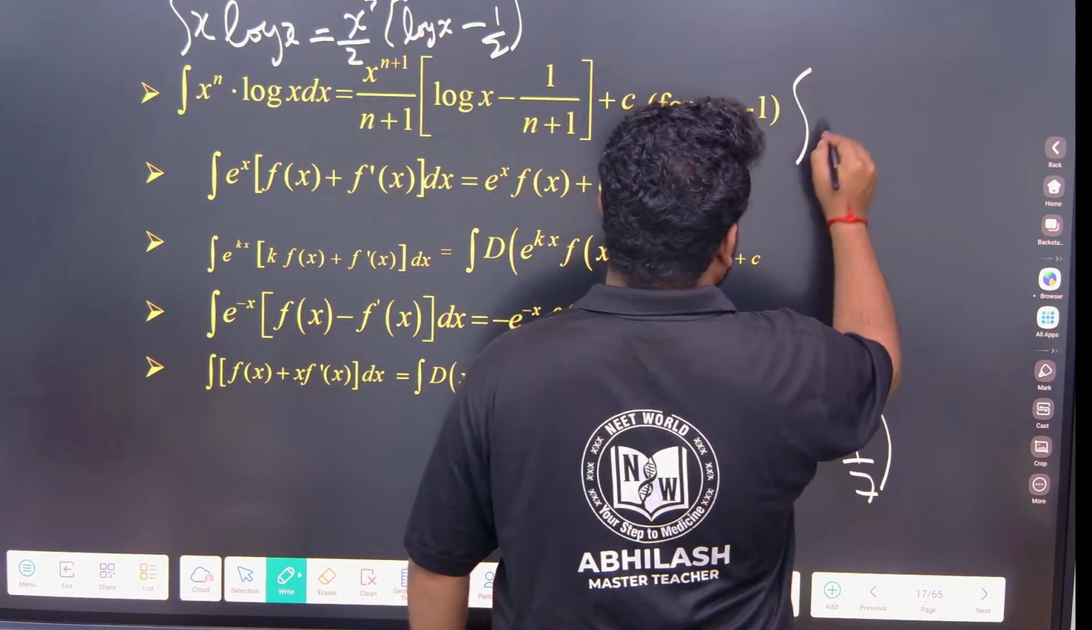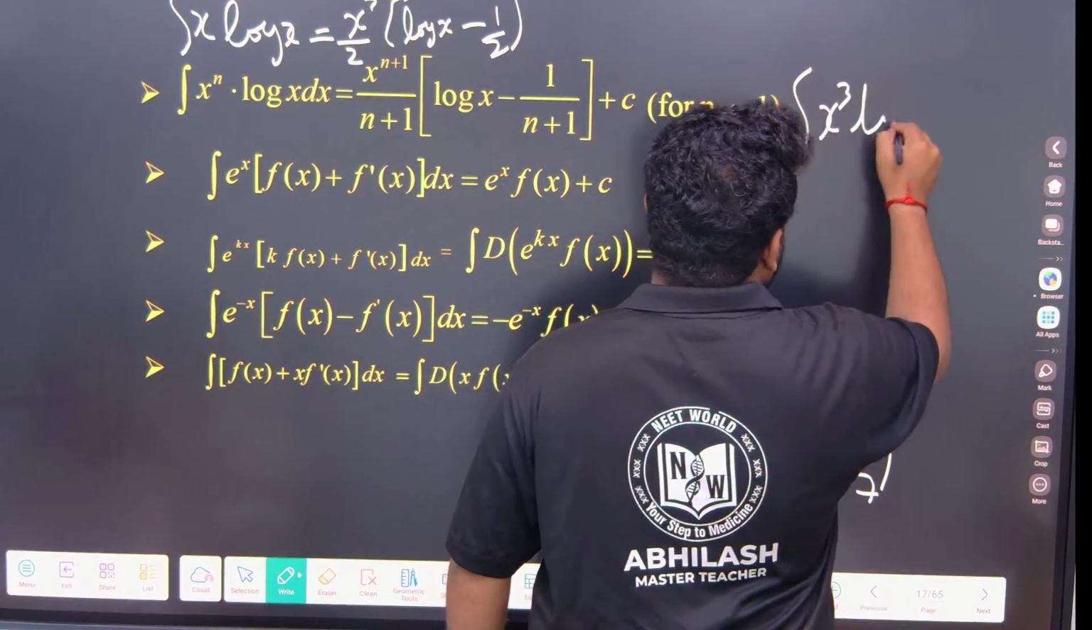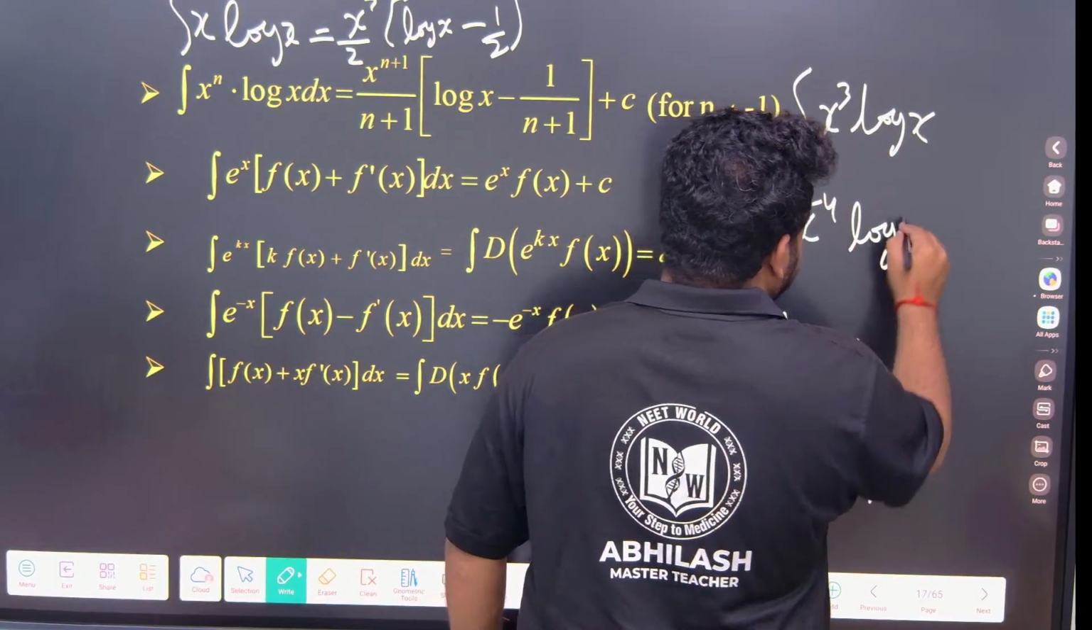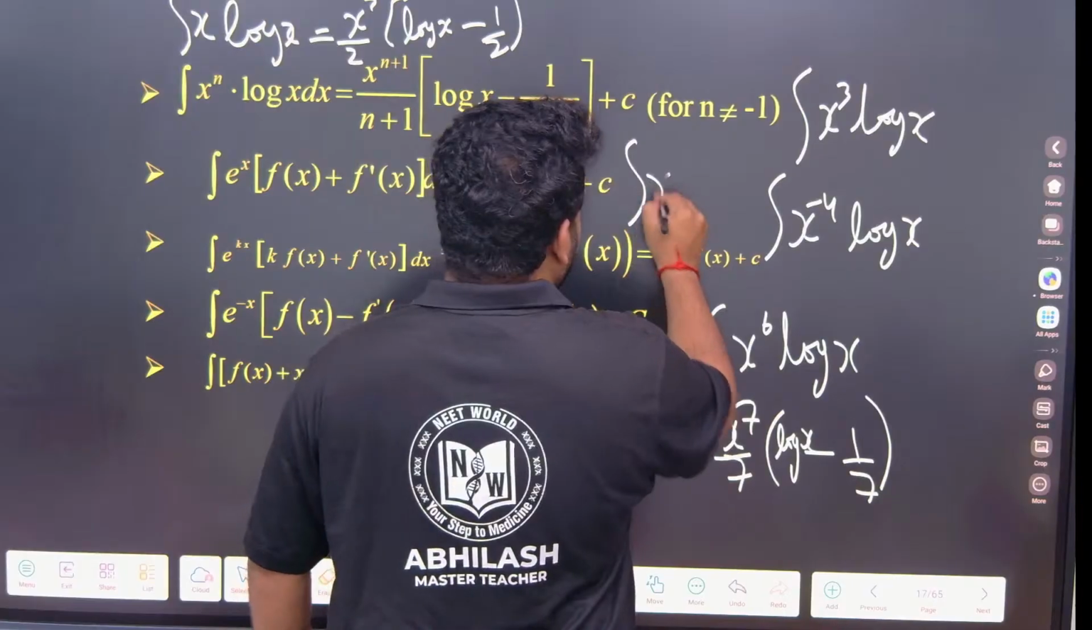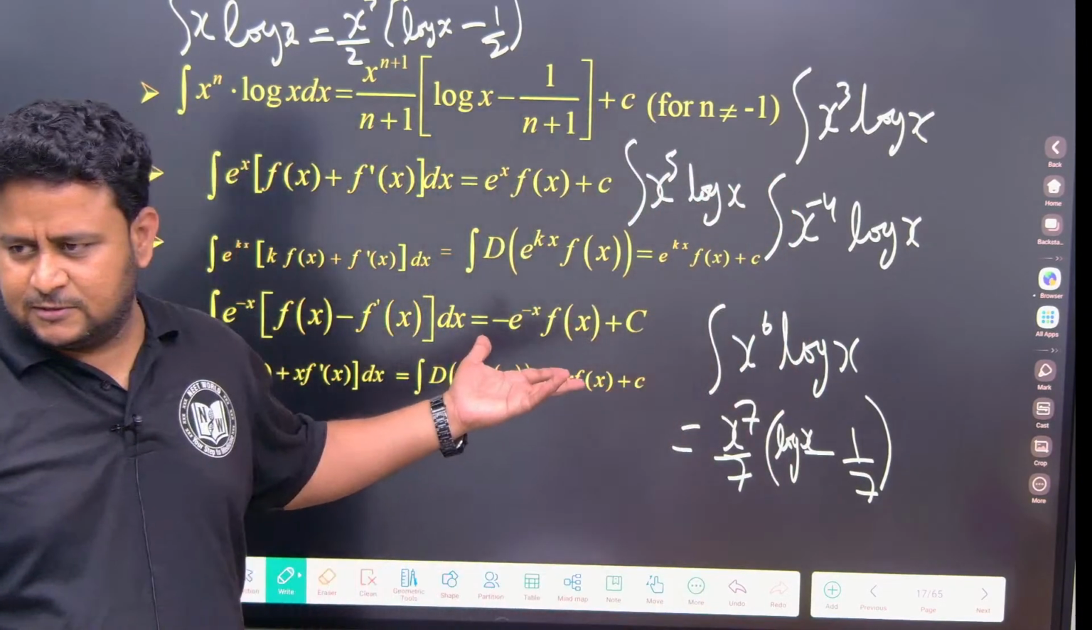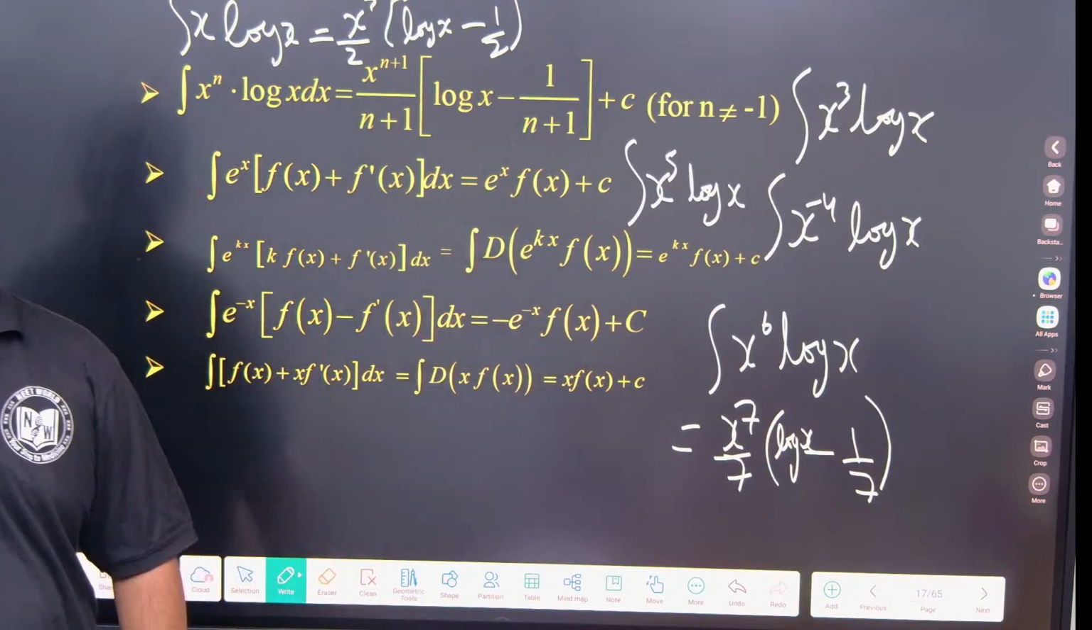So you take up some questions. Write down x cube log x, do it by yourself. X power minus 4 log x. Okay, x power 5 log x. Please take up these questions for yourself, for practice.